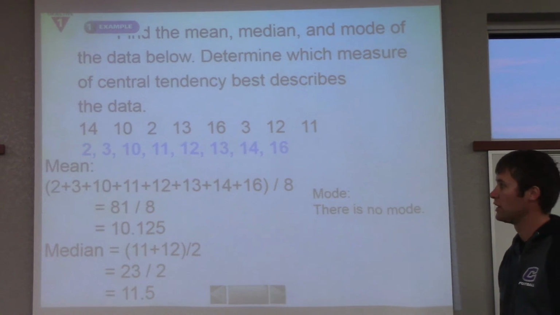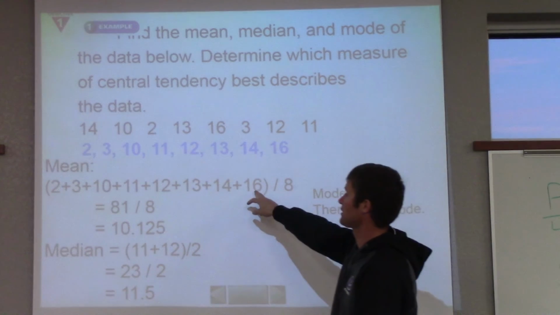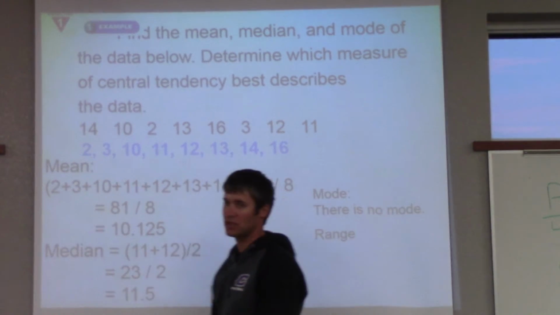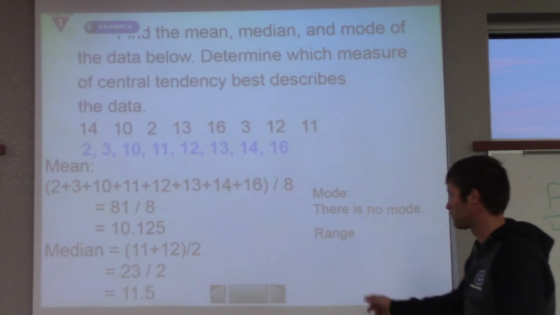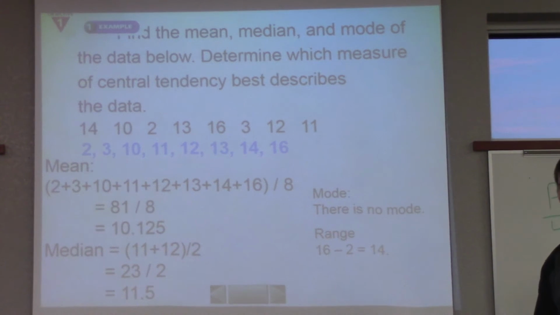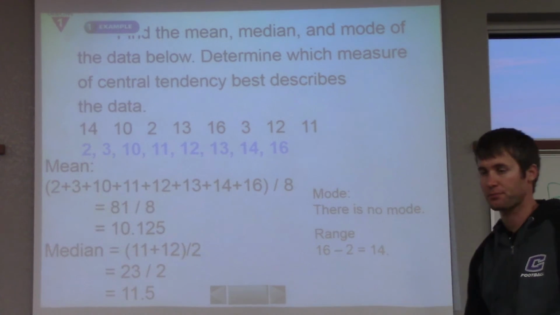Last one, range. We want to find the difference between the biggest number and the smallest number. So 16 minus 2, which is 14. So that would be our mean, median, mode, and range.